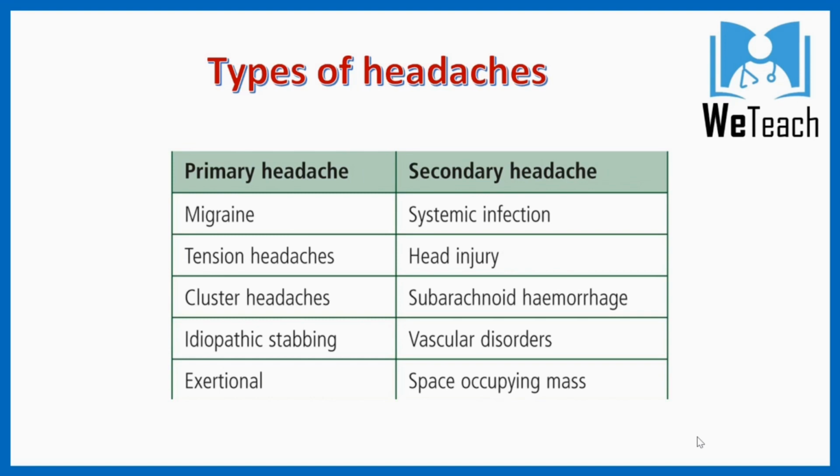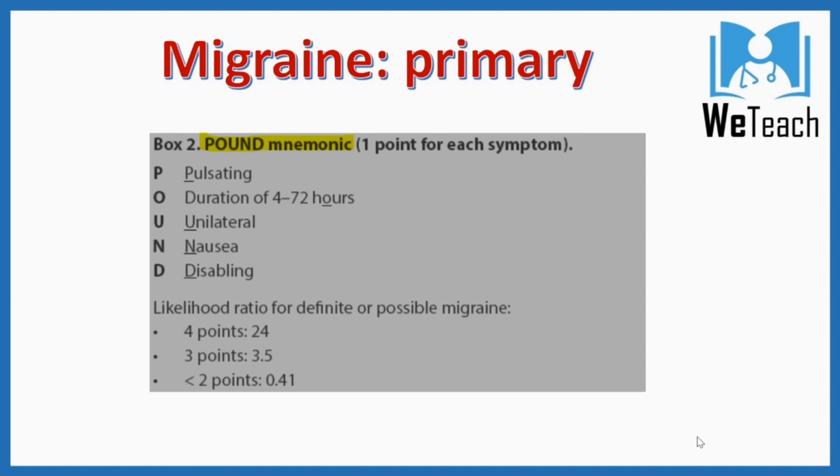Let's take one example of the primary headache, which is migraine. Patients with migraines hate their lives. You can recognize them according to the POUND mnemonic. P for pulsating, O for the duration or hours, so usually the migraine will last between 4 to 72 hours. U is unilateral, N is nausea, and D disabling.